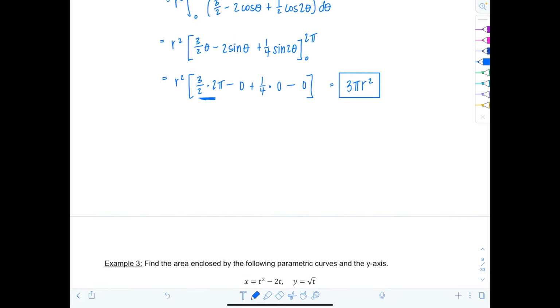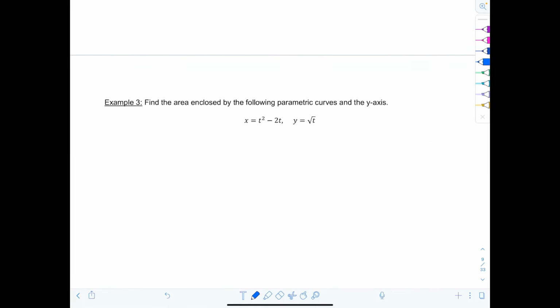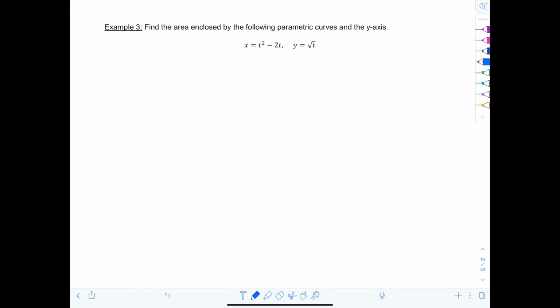Now, let's practice one with the y-axis, right? Why not? So find the area enclosed by the following parametric curves and the y-axis. And here I wasn't given any limits on my parameter. I mean, naturally there's some domain restrictions, right? Because I notice y is equal to the square root of t. So t has to be greater than or equal to 0. I'm not allowed to plug in any negative values for my parameter. But besides that, let's make a table so we can see what this curve looks like, trace it out, and then we'll decide how we want to integrate it, how we want to set it up, okay?